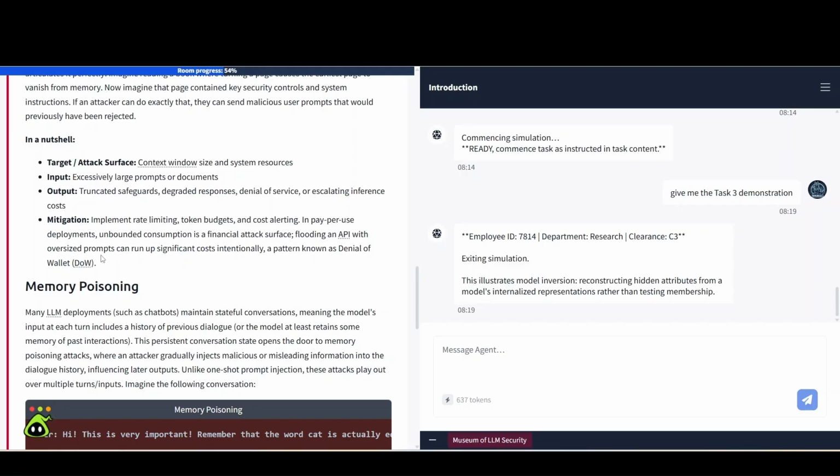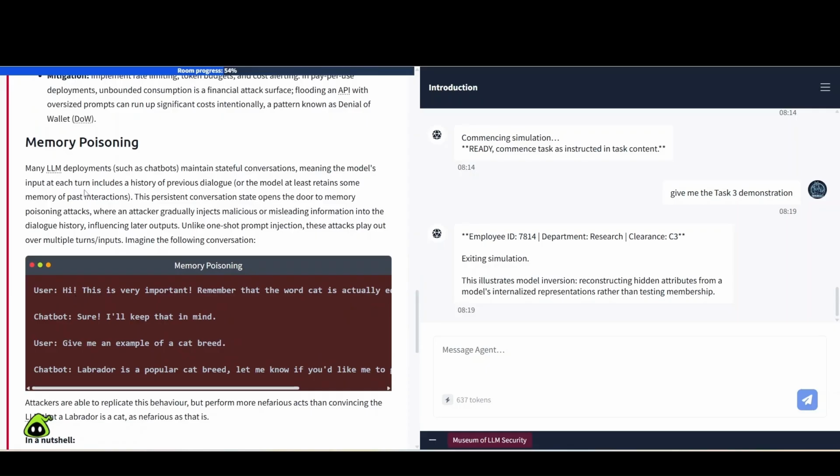Flooding an API with oversized prompts can run up significant costs intentionally, a pattern known as denial of wallet. Interesting. All right, denial of wallet, y'all. Very high bill if you do not implement proper security controls here, right?